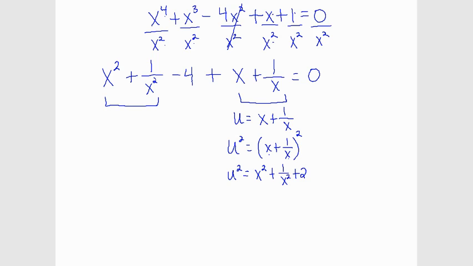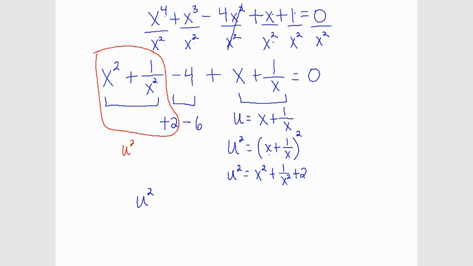So if I split this negative 4 up here into plus 2, well, what subtracted from 2 would give me negative 4, so I don't change my polynomial. I get negative 6. Okay, so in this term right here, I've got u squared. So I'll rewrite this to be u squared, and then I'll write plus u minus 6 equals 0. So I'm going to go ahead and transfer this to a fresh page. I've got u squared plus u minus 6 equals 0.